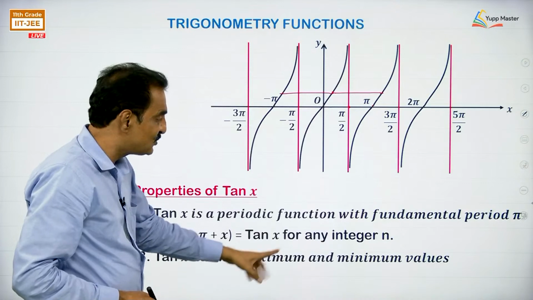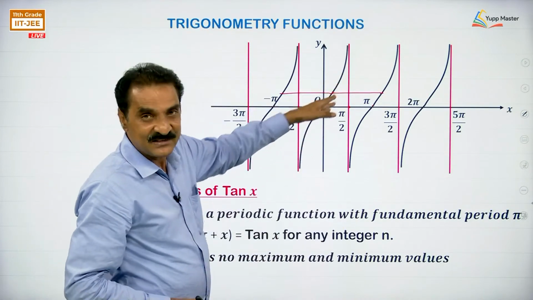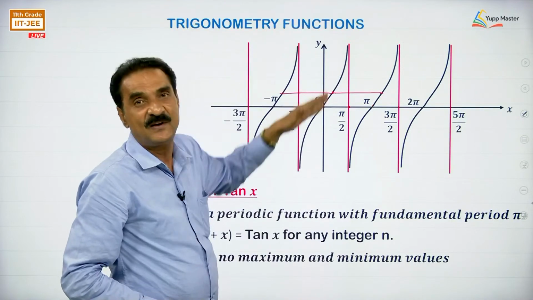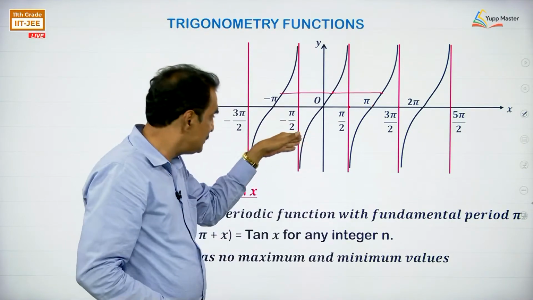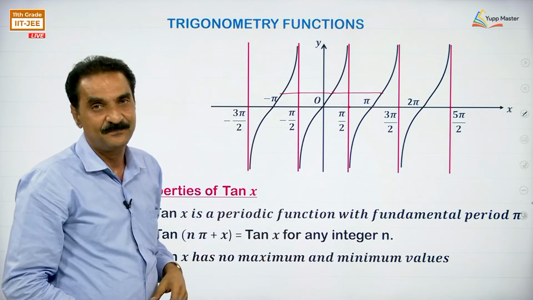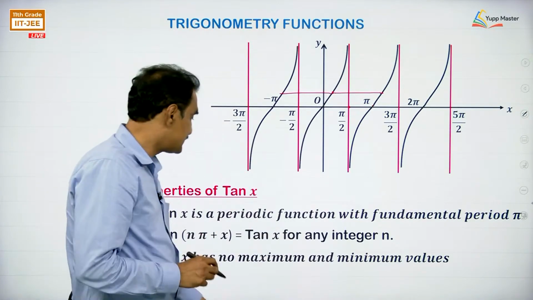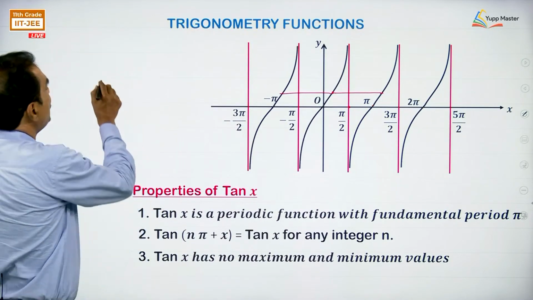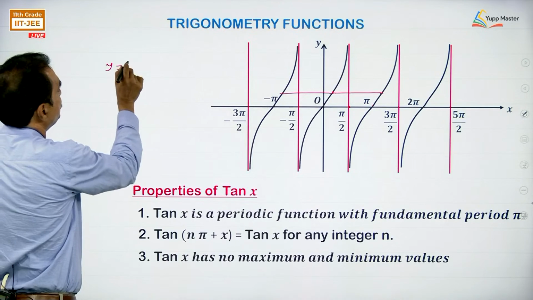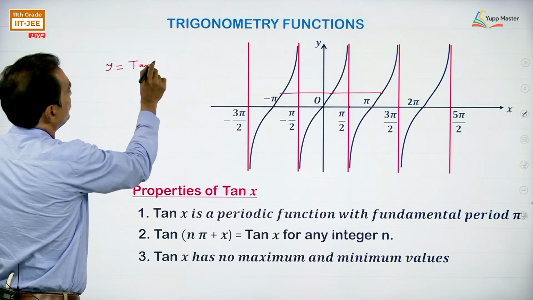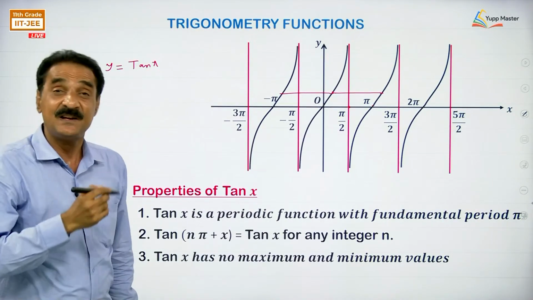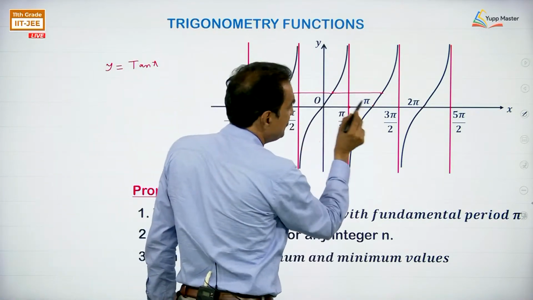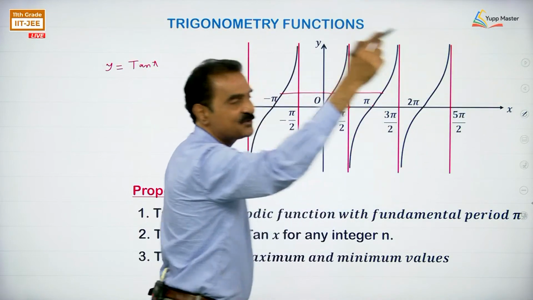Now tan x has no maximum or minimum values. Tan x can vary from minus infinity to plus infinity. So you cannot tell the largest value, you cannot tell the smallest value of tan x. Next is domain of tan x. If y is equal to tan x, the set of values of x where y is defined, you can observe tan x is not defined at pi by 2, 3 pi by 2, 5 pi by 2 and so on.